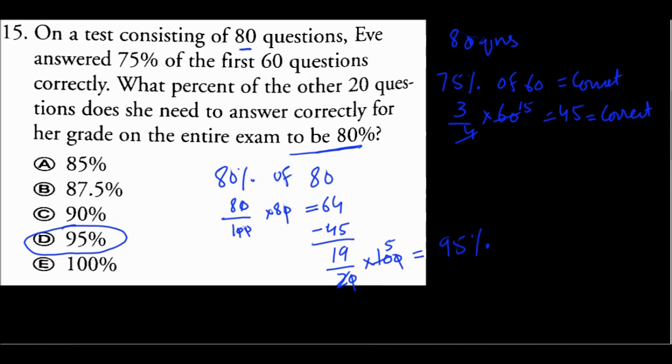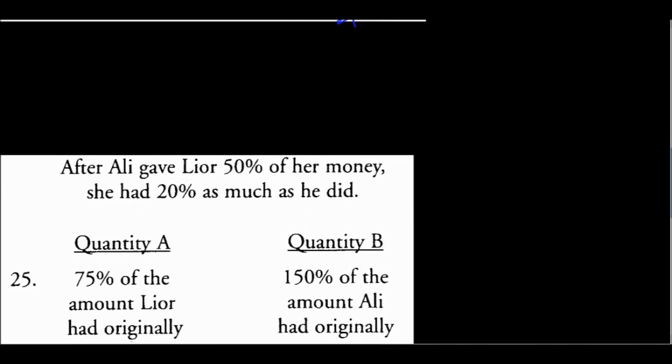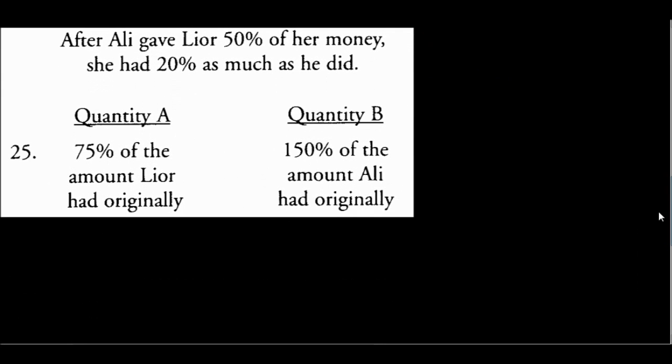Right? Let's do another one. This is a quantitative comparison question. After Ali gave Lior 50% of her money, she had 20% as much as he did. Okay. Quantity A, 75% of the amount Lior had originally. Quantity B, 150% of the amount Ali had originally. So we are looking at the original amounts that both these persons had.